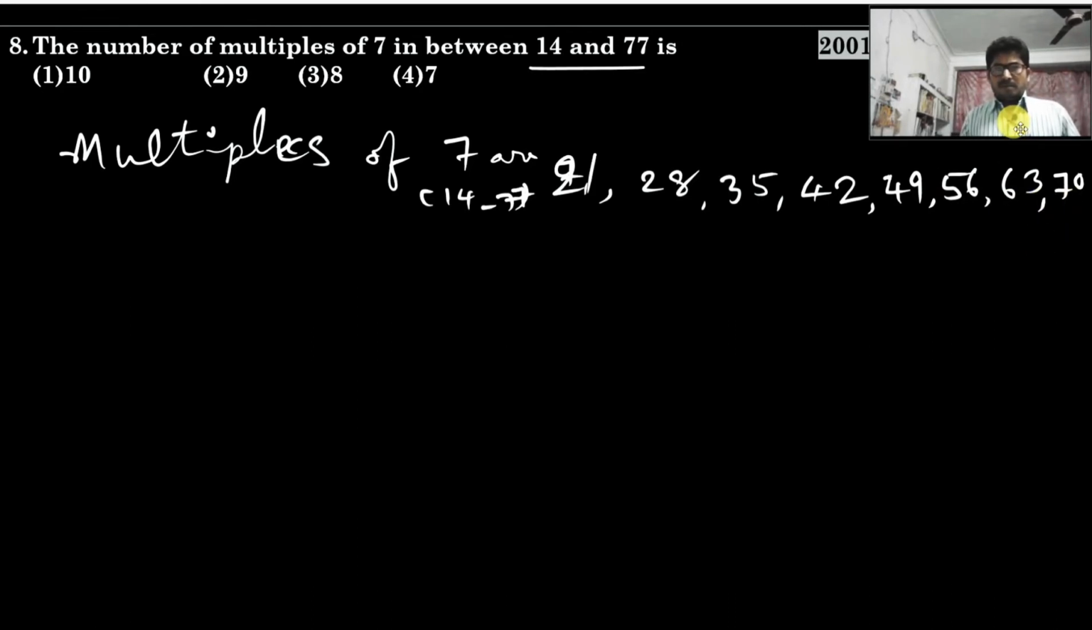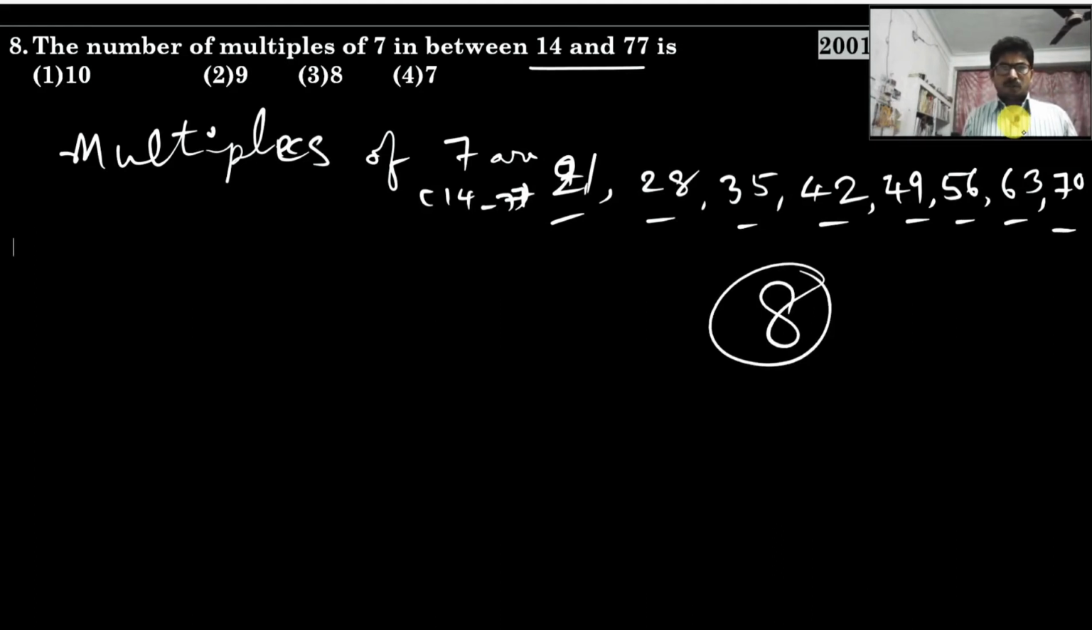And how many are these? The number of multiples of 7 between: 1, 2, 3, 4, 5, 6, 7, 8. Total 8. So option 3.